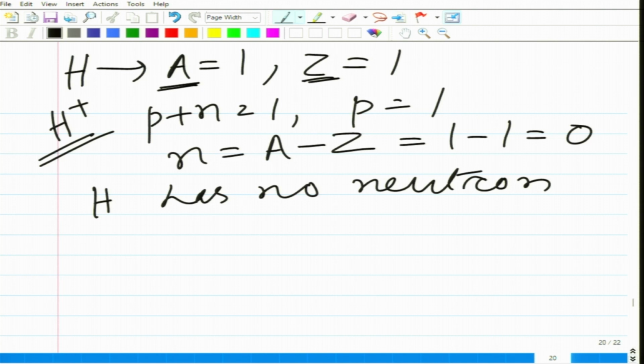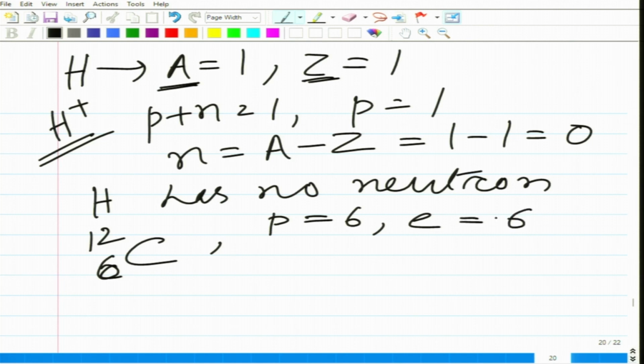Just another example, carbon has mass number of 12 and atomic number of 6. So, what is the number of protons? Number of protons is the atomic number, that is 6. What is the number of electrons? This is equal to protons, that is also 6. And what is neutron? Neutron is 12 minus 6, which is equal to 6.